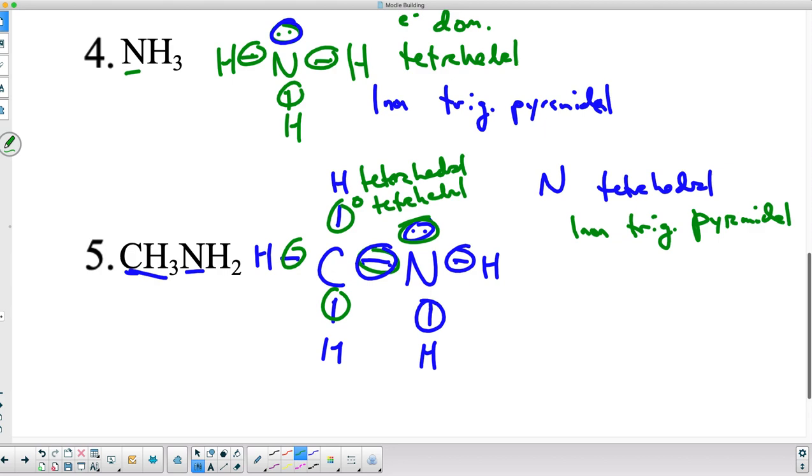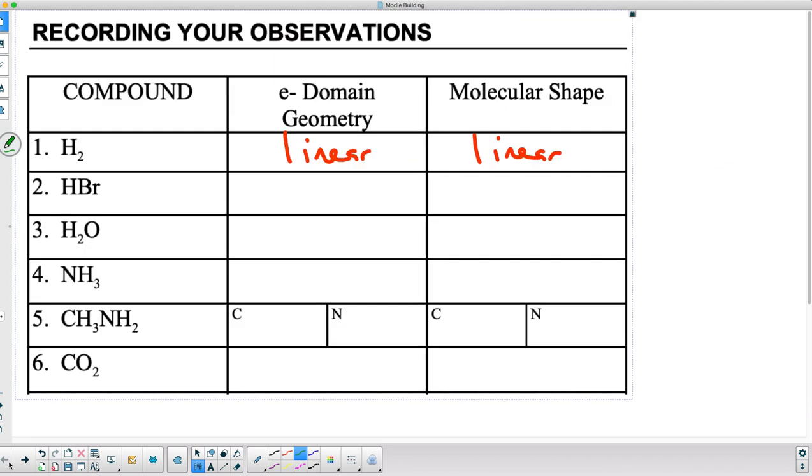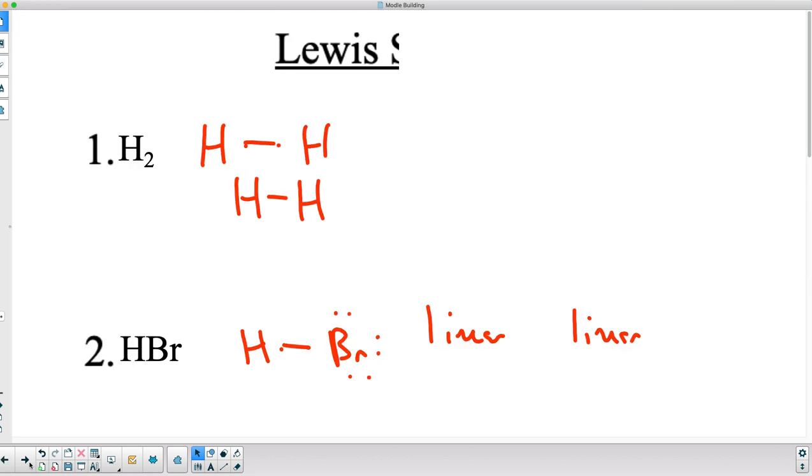Okay, so I have more than one central atom for number 5. I have the carbon, and then I have the nitrogen, and you have a place, if you take a look back here on this worksheet, this would be for electron domain geometry, this would be tetrahedral, and for the molecular shape, because there are no non-bonding, it would be tetrahedral again, and for nitrogen, electron domain geometry is tetrahedral, and the molecular shape would be trigonal pyramidal.